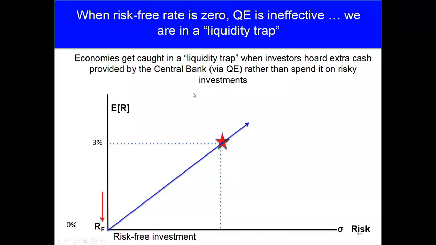So when the risk-free rate is zero, quantitative easing is ineffective. We're in a liquidity trap. So people in this case hoard the extra cash. And because there's no inflation, there's no cost to this. Normally in an inflationary period, there's an incentive to spend the cash rather than keep it because you're scared you're going to lose money. But in a deflationary period, you actually gain by not spending the money. So if you're concerned about this, then you will hoard it rather than spend it on risky investments.